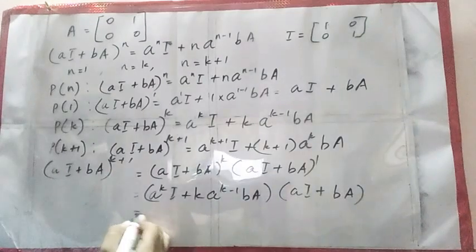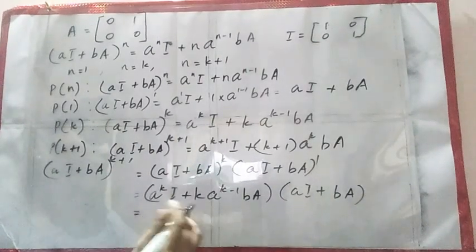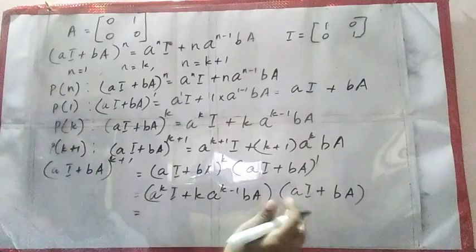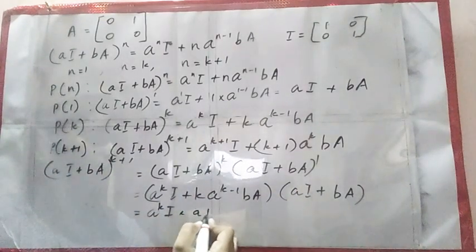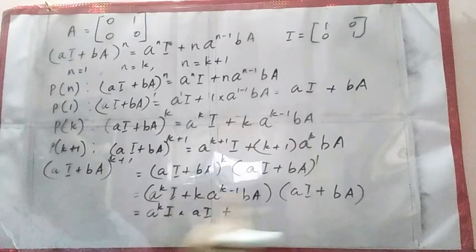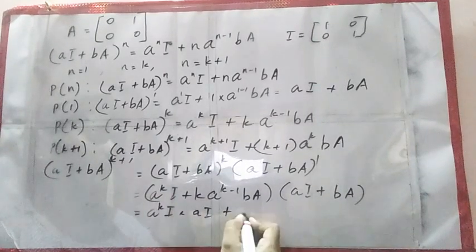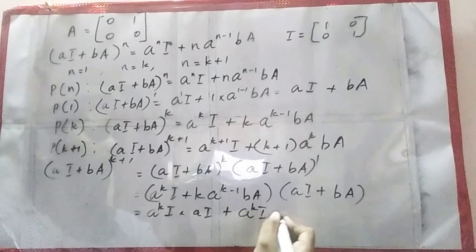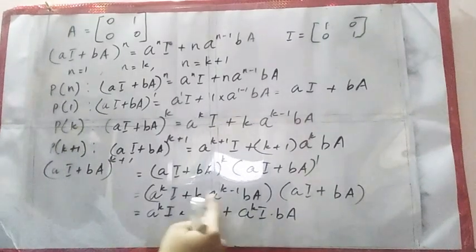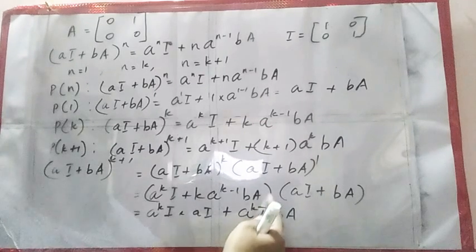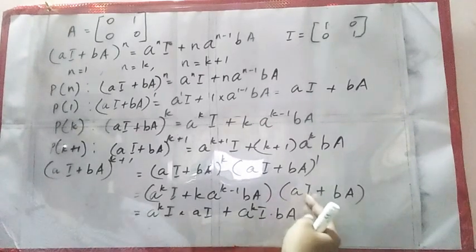So then we get the first term a raised to k I is multiplied with A I. Then we get a raised to k I into A I plus a raised to k I is multiplied with B A. Then we get a raised to k I into B A. So the next term, the second term, k a raised to k minus 1 B A is multiplied with A I.